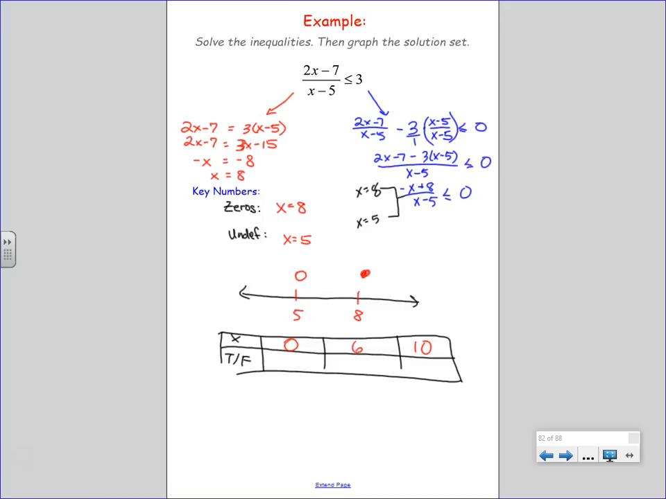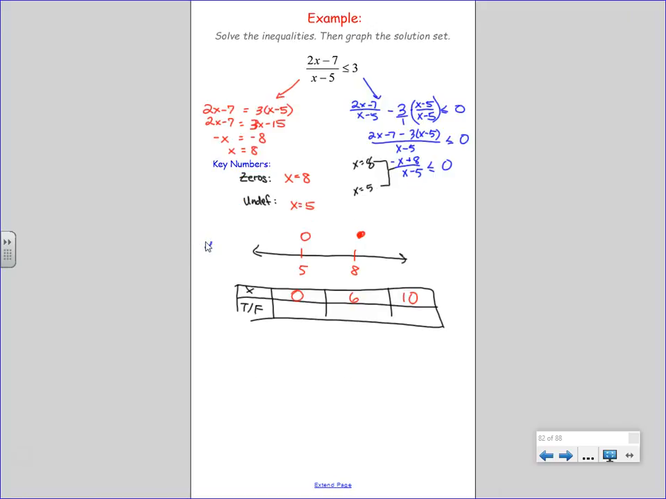And then what would we do at this point? Plug it in. Where? Each of the places. But what would we plug it into? Your choice. Either this one or this one. Now, not all of you are finding this one, so I'm going to plug it into that one. If we plug in 0, we'll get negative 7 over negative 5. Is that less than or equal to 3? 7 fifths, 1 and 2 fifths is less than 3. True. What would you guys need to do to finish?